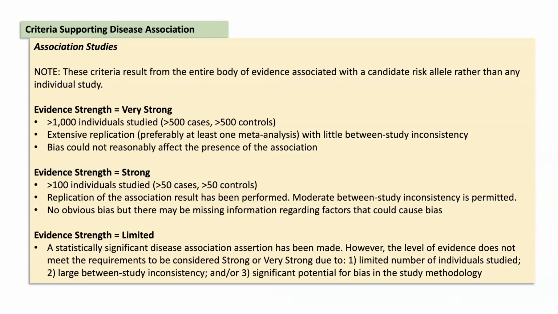Here's that figure blown up. So now, to keep this conversation a little bit more straightforward, I told you what very strong was. Let's talk about what limited is, and that essentially puts you into an uncertain significance category. So that just means there's an assertion that's been made, but you don't have the level of evidence to get to strong or very strong.